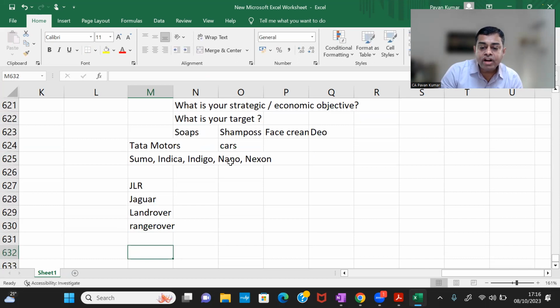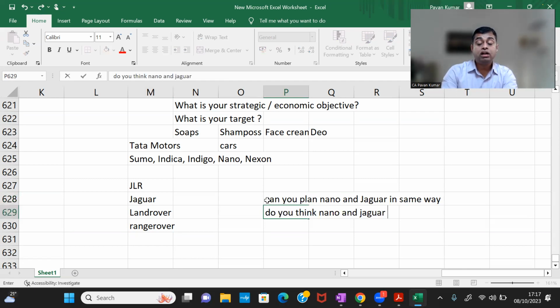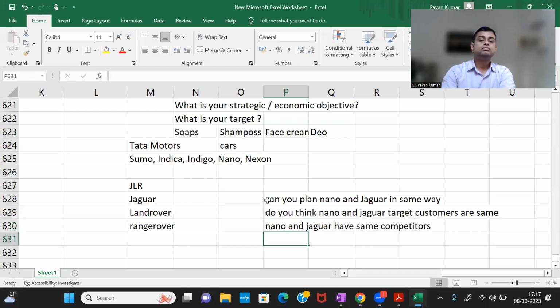Do you think the way you plan for a Nano car and how you plan for a Jaguar car is the same? That is also your company only. That is also your group only. JLR is a subsidiary company of Tata Motors. So can you plan Nano and Jaguar in the same way? Do you think Nano and Jaguar target customers are the same? Do you think Nano and Jaguar have the same competitors? They have different competitors. Planning should be different. Target customers are separate. Management approach should be different. Then they should be in two different SBUs.